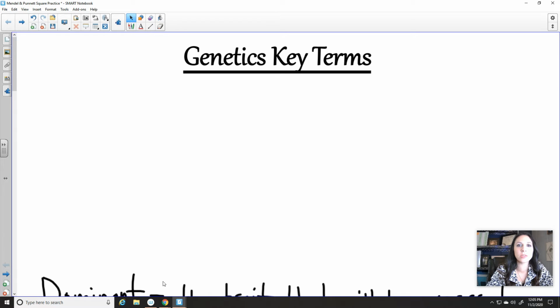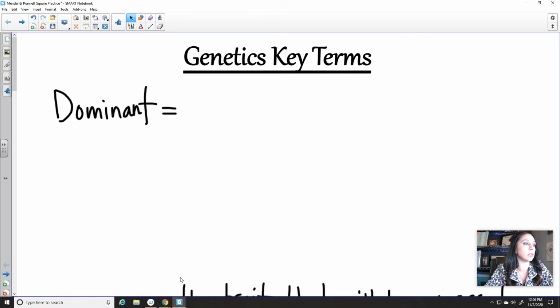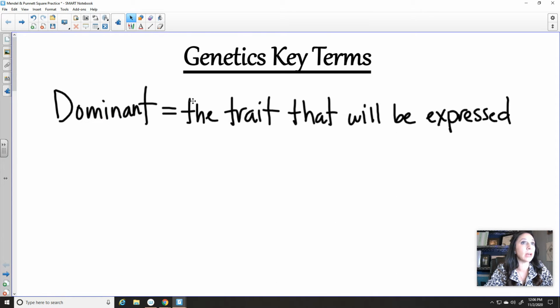Hey guys, before we start our Punnett square complete dominance unit, I wanted to cover some basic genetics terminology. The first is the difference between dominant and recessive traits. So a dominant trait is going to be expressed and covers up or can mask a recessive allele. Now, typically, we write a dominant allele using a capital letter.